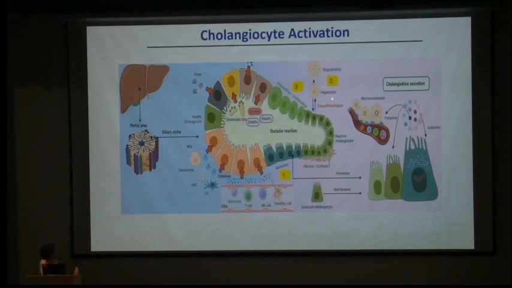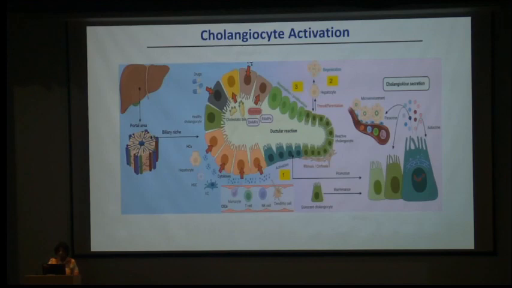In the second step, one way of cholangiocyte activation is that hepatocytes transdifferentiate and become cholangiocytes, playing a role in cholangiocyte activation. Third, the hepatic progenitor cells undergo proliferation. So these are the three steps by which the cholangiocytes are activated.